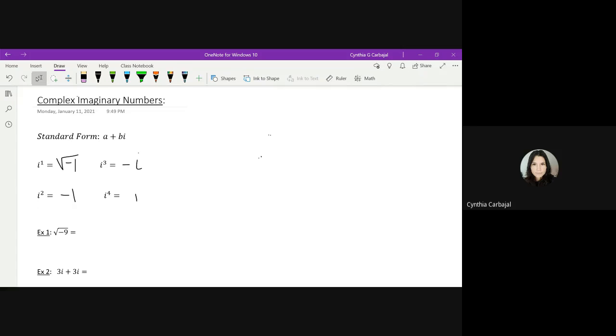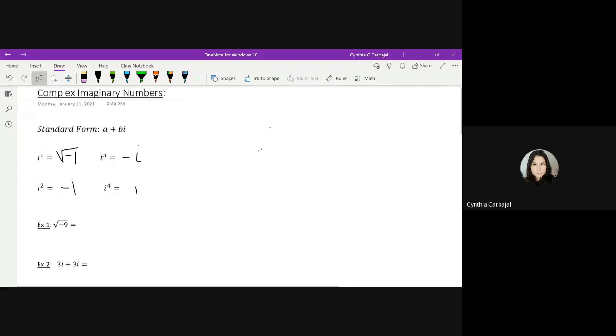Now, the reason why we need to know this is because we're going to go into more complex expressions, or problems. So one thing we need to know is the standard form of complex numbers is this, where a is a real number and bi would be the imaginary part.